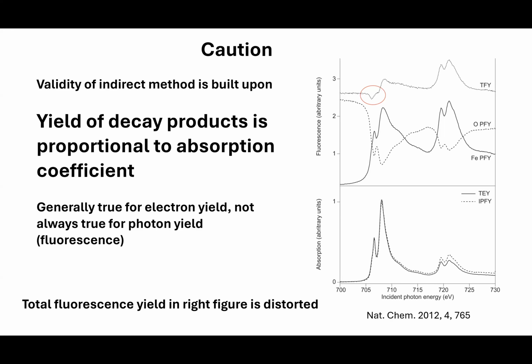But this kind of assumption is not always true. It is true most of the time for electron yield, so you will probably not see problematic electron yield data much, but you are very likely to see problematic fluorescence yield data. So each time you have fluorescence yield, it's good to be alerted and aware of some of the potential pitfalls of this kind of measurement. This case shows one example where the total fluorescence yield is distorted.